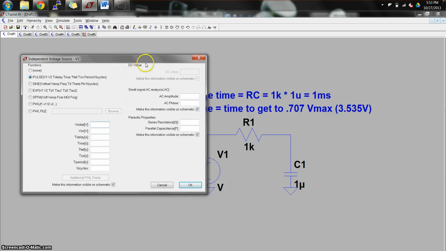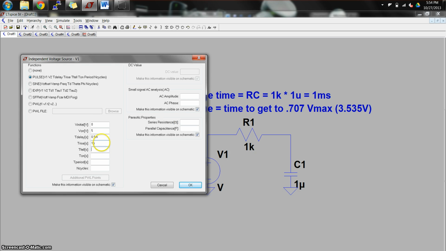V initial is asking where the voltage is going to start. For us, we're going to start at 0 volts. V on is asking what the voltage is when the pulse goes high. We want to go to 5 volts, so this is saying from 0 to 5 volts. The delay is asking when you want to start your pulse. I'm going to start it at half a millisecond so I can see that it's 0 volts initially.